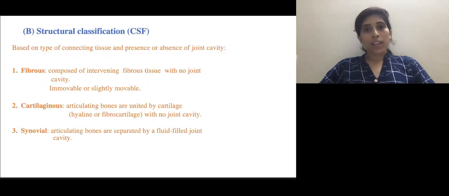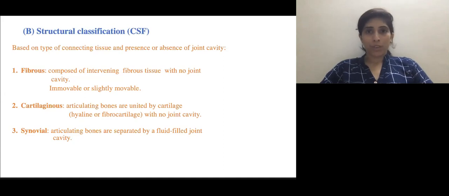Next is the structural classification. To remember this structural classification, we'll use the mnemonic CSF. C stands for cartilaginous type of joint, S for synovial type of joint, and F for fibrous type of joint. We'll see in detail one by one. First, the fibrous type of joint. It is an immovable or slightly movable type of joint. It is composed of fibrous tissue with no joint cavity.